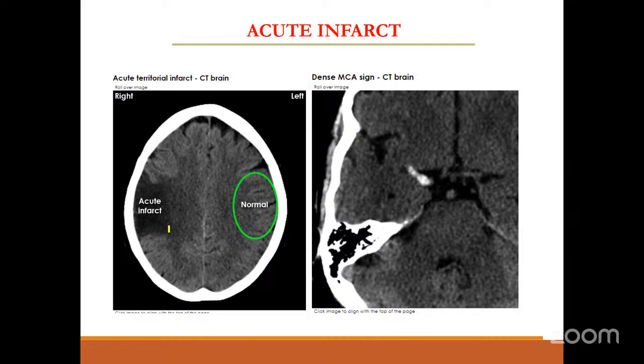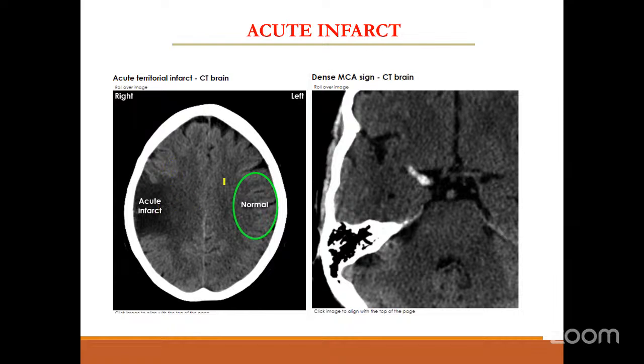Here in the infarcted area, we are unable to see them. That means this edema is obliterating the CSF spaces present around that gray matter, and the parenchyma itself is looking hypodense. That means this is the lesion or pathology which we are focusing on.